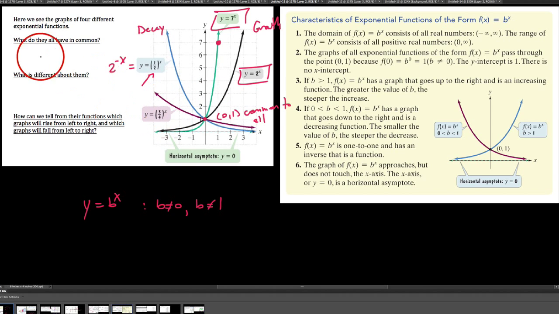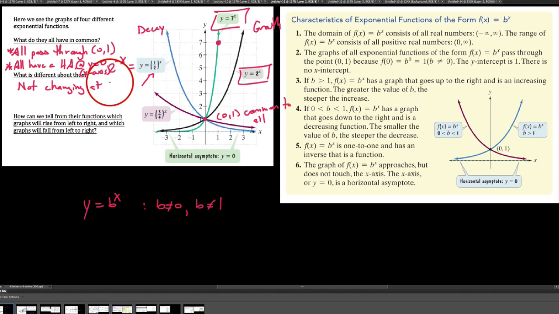So what we're going to notice here is this. We say, what do they all have in common? All pass through 0, 1. And if anybody says explain this, just go plug in 0 for x and see that anything to the 0 power is 1. Also, we want to say this. All have a horizontal asymptote at y equals 0. Or we could say the x-axis. Okay. So in terms of what's different about them, they are not changing at the same rates. Okay. Some of these grow faster than others, and some of them decay faster than others.